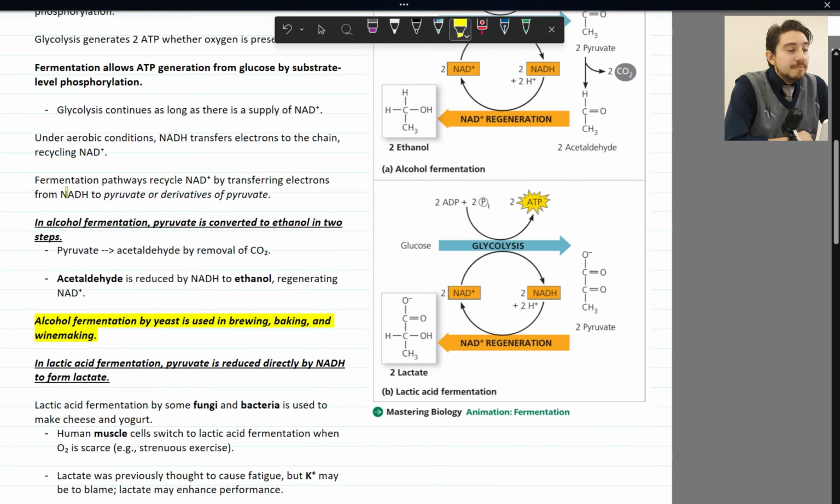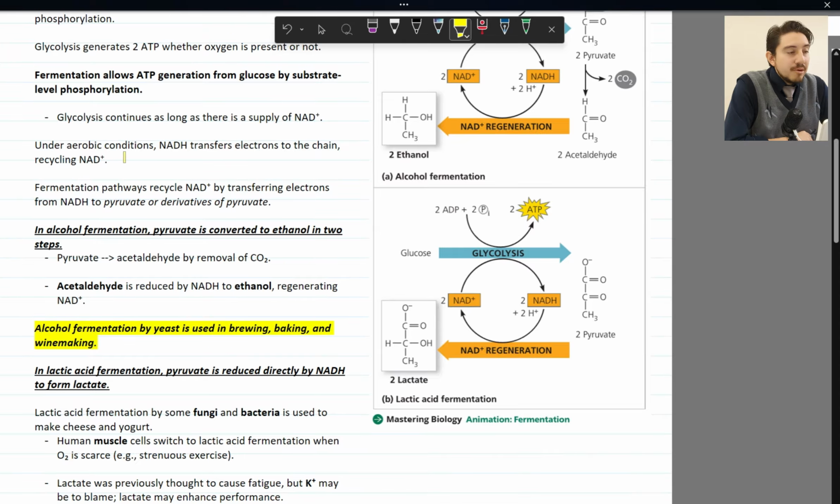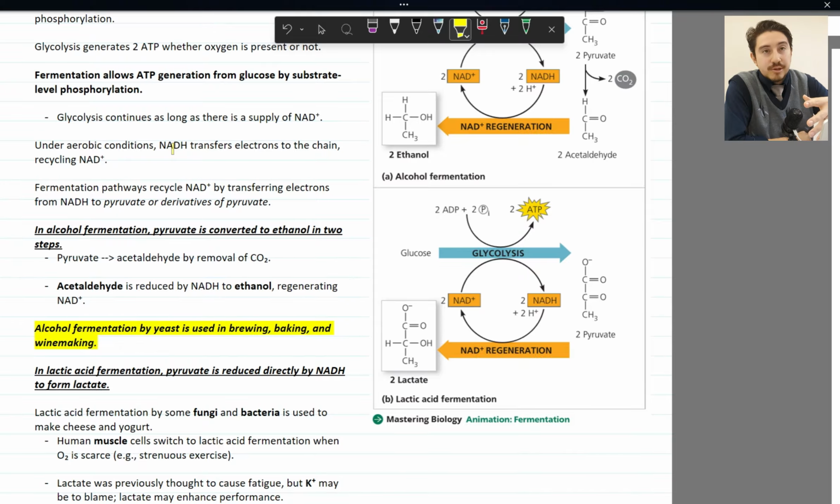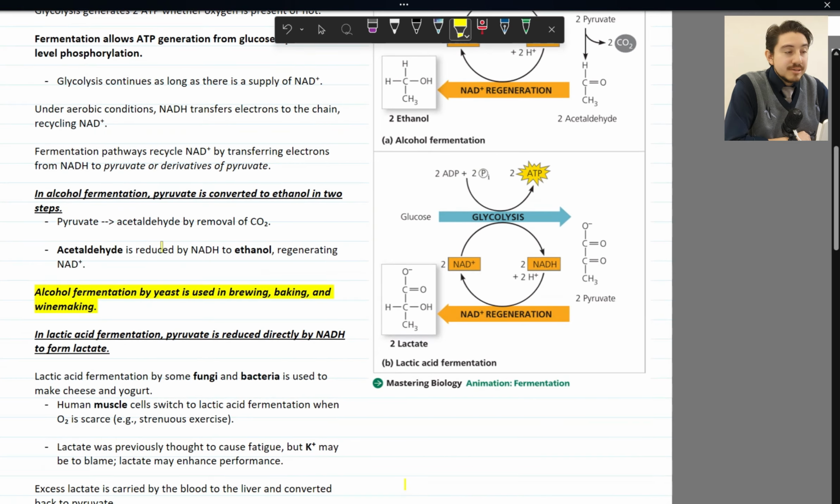Moreover, fermentation enables the recycling of NAD, which is probably what's more important, by transferring electrons from NADH to pyruvate or derivatives of pyruvate. I'm going to explain what that is. Under aerobic conditions, remember that generally NADH will go to the ETC to give up its electrons and turn back into NAD+. Then it goes to the Krebs cycle again to be regenerated and regenerated. But since we don't have oxygen for that to occur, they get regenerated by these two processes.